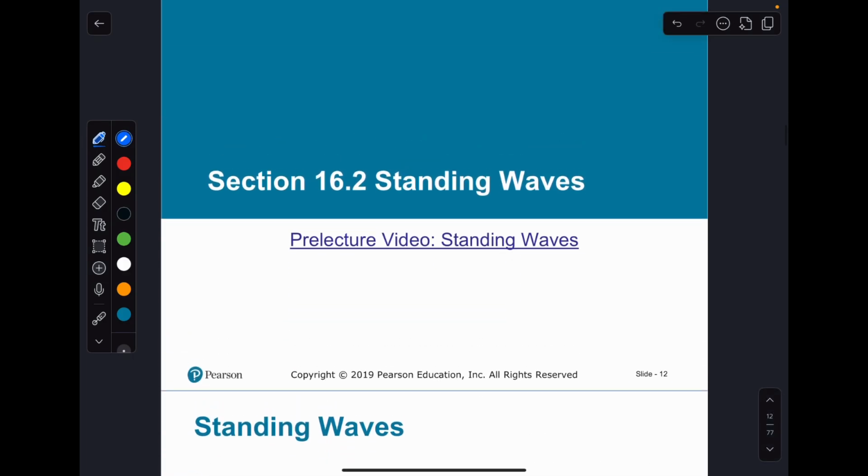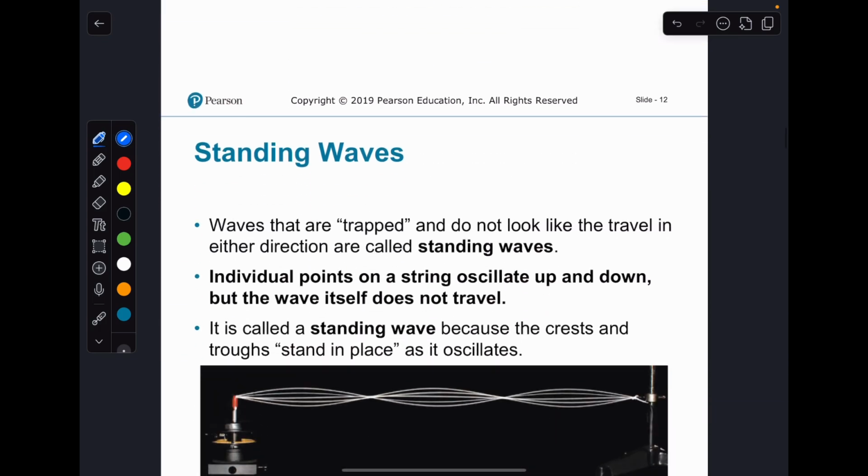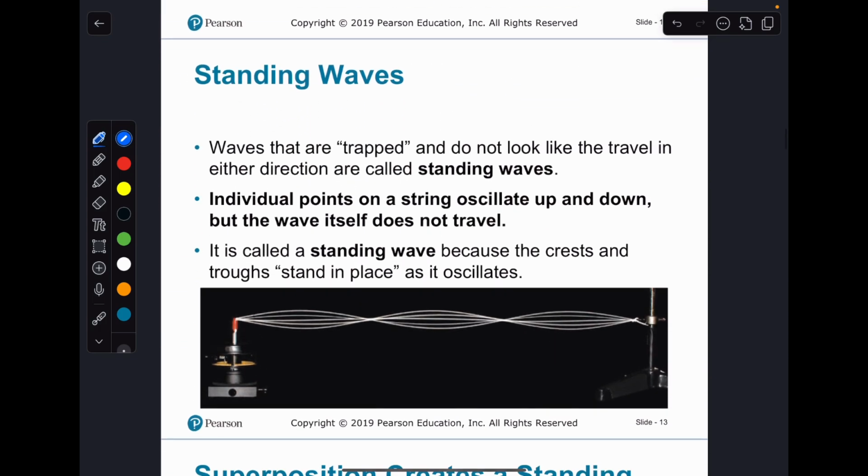So what is a standing wave? Let's talk about that. Standing waves look like they're not traveling anymore, but they are made of traveling waves. Standing waves are created when individual points on the string oscillate up and down, but the wave itself does not appear to travel. It appears to stand in place as it oscillates.